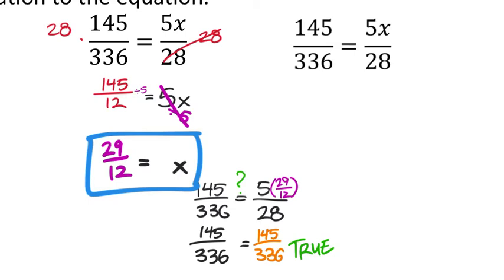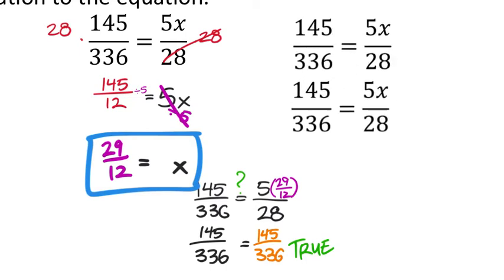Now, as promised, I said that I'd do this two different ways. It's not really going to change much, the answer is still going to be the same, but it's just a slightly different method, okay? So what I'm going to do is take my 145 over 336 equals 5x over 28. But I'm going to change that 5x over 28 just a little bit, okay?